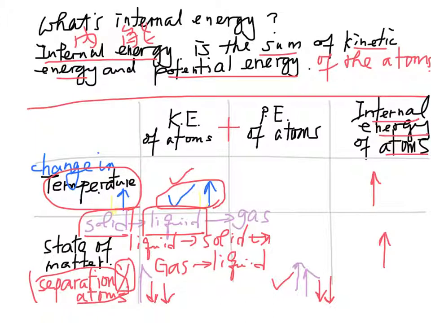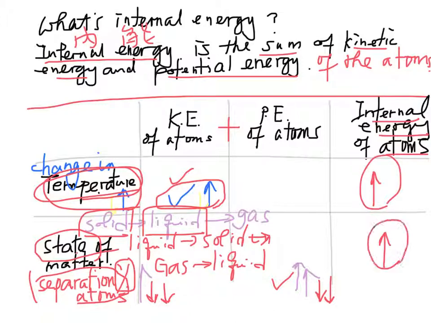As a result, internal energy of atoms is affected by both the temperature and the state of matter. Whenever there is a change in temperature and whenever there is a change of state of matter, the kinetic energy or the potential energy will change. Therefore, the internal energy of atoms will also change.